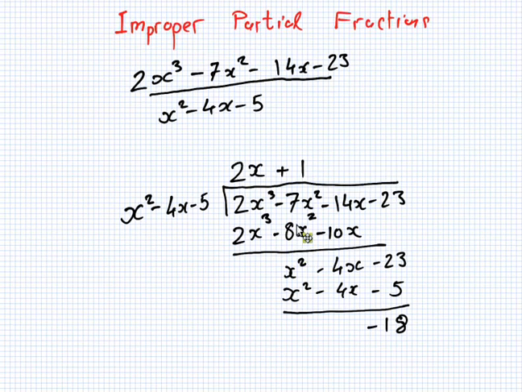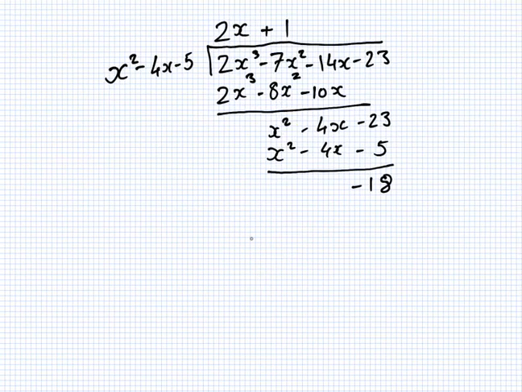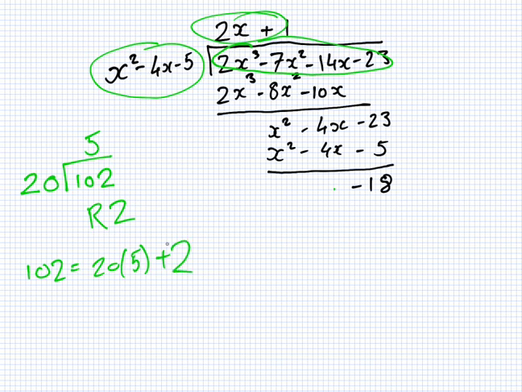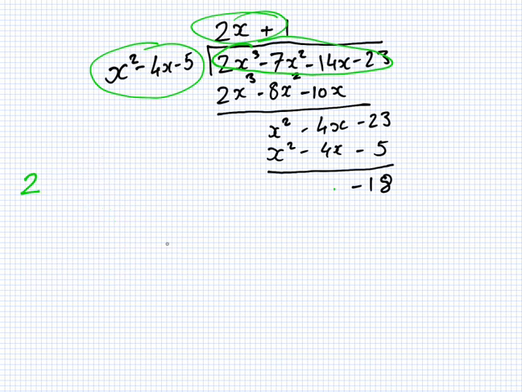Okay, so there's the long division I just did. The reason the long division is useful, if you remember from semester one, is it lets us say that this cubic here is equal to this, multiplied by this, plus this remainder. A quick reminder of that would be, for example, 20 into 102 goes 5 times with remainder 2. So we can say 102 is 20 multiplied by 5 plus remainder 2. But we mentioned this in semester 1.